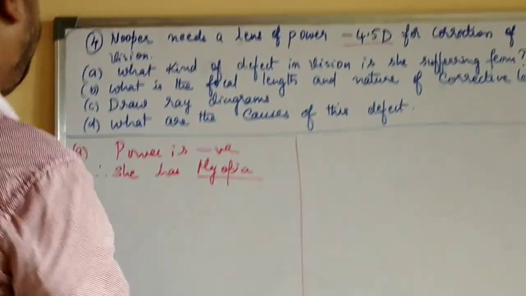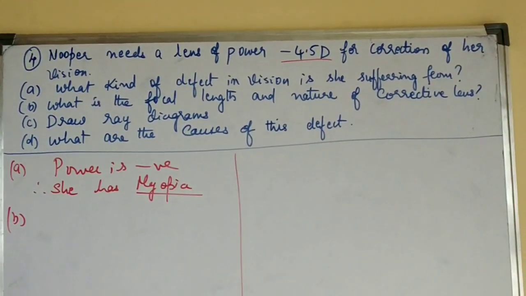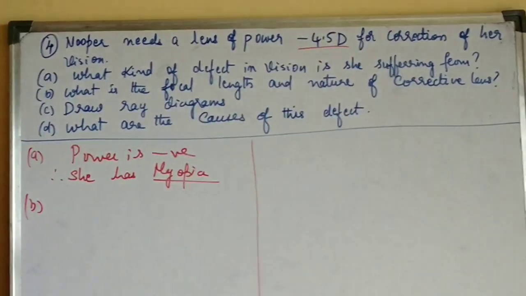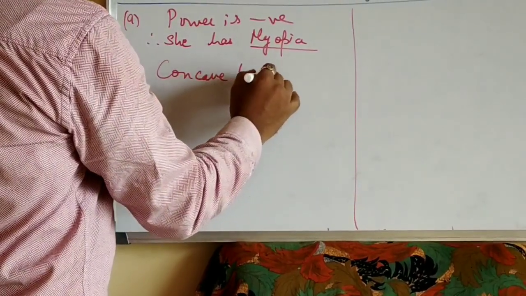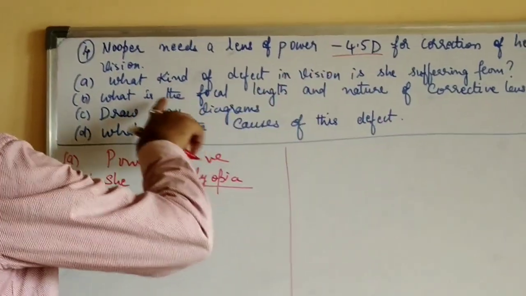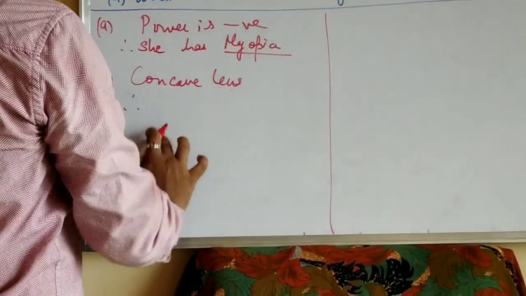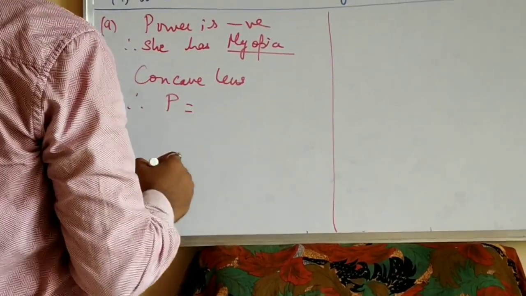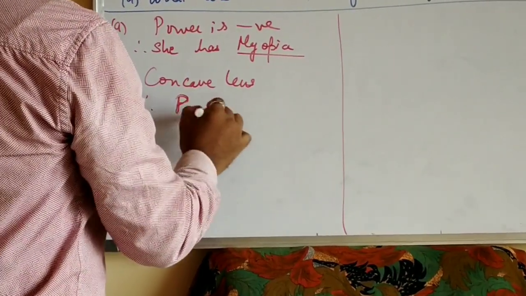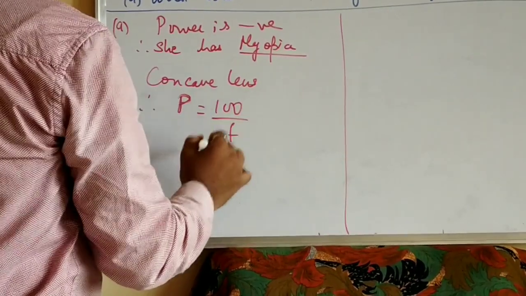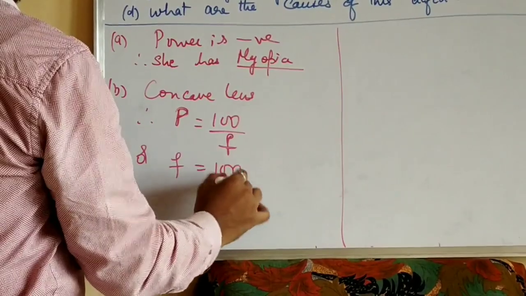Okay. Now B. What is the focal length and nature of the corrective lens? Nature of the corrective lens only you know. For myopia, what lens is used? We use concave lens. Now, what is its focal length? We have to find out the focal length. Therefore, we know that P is equal to 100 by F, or F is equal to 100 by P.